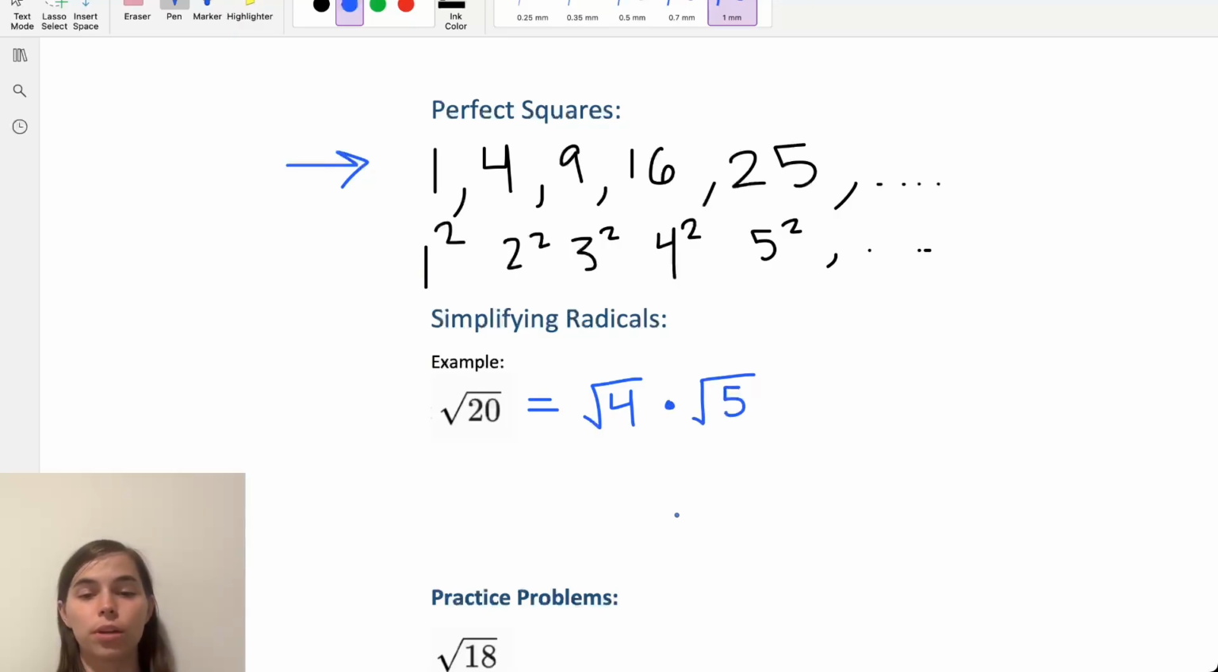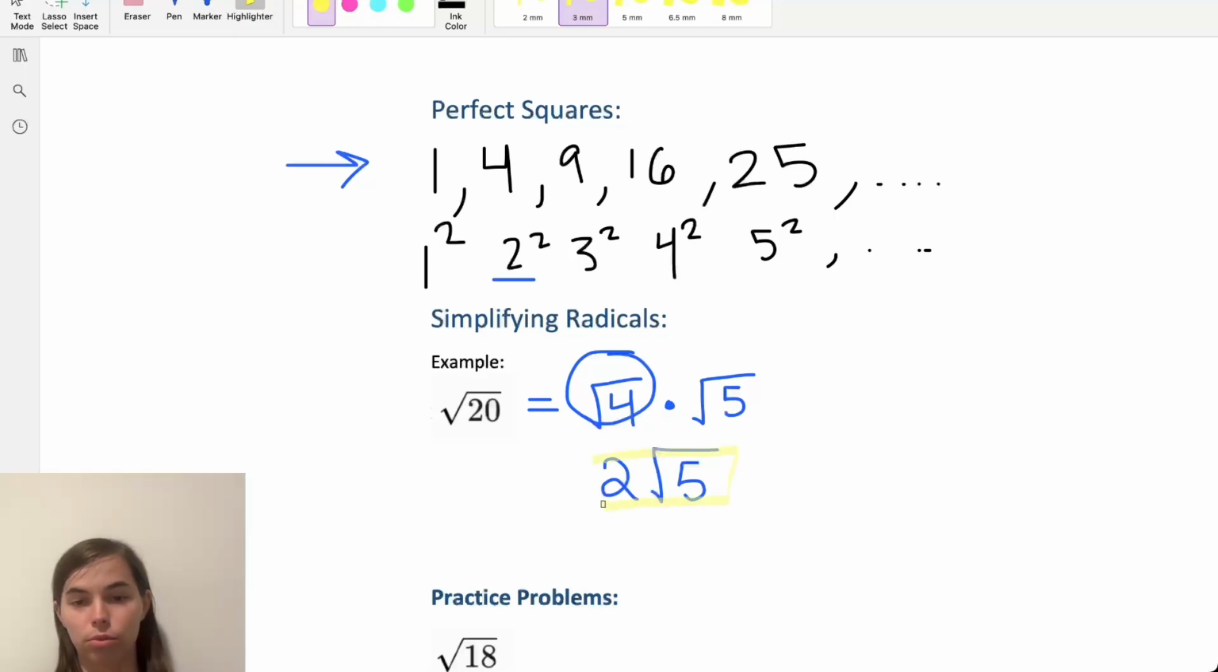It's 5. So we can rewrite the square root of 20 as the square root of 4 times the square root of 5. And the reason we separate them like that is because this right here is a perfect square, which means the square root of 4, that's asking us, well, what number do you square to get 4? It's 2. So the square root of 4 is 2. We can just bring down the rest of this, which is times square root of 5, and that right there is our radical in simplest form.